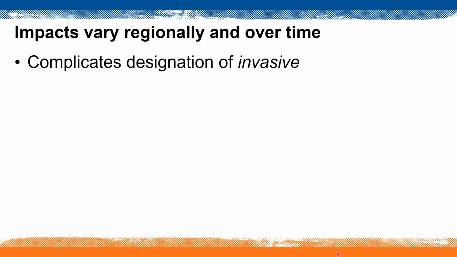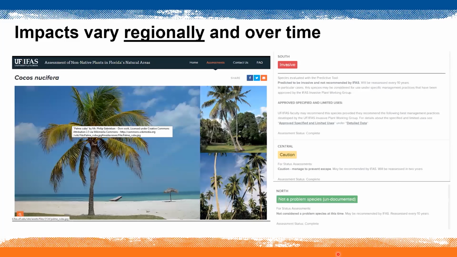Now, one thing I want to point out that complicates this is impacts vary regionally and over time. And this can complicate the designation of invasive. Just to give a quick example, if we look up the IFAS assessment tool for determining whether or not a plant should be treated as invasive, if we look at coconut palms in southern Florida, this weed risk assessment tool classifies it as an invasive plant. Whereas if you look in Central Florida, it says it's cautionary.